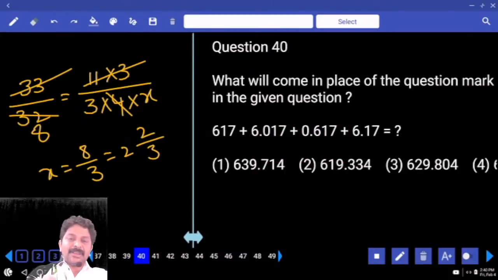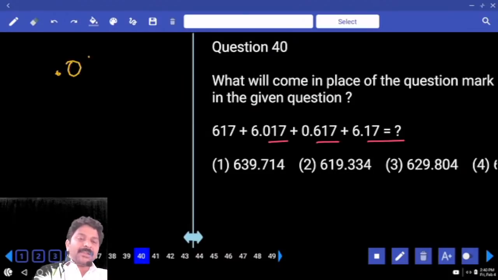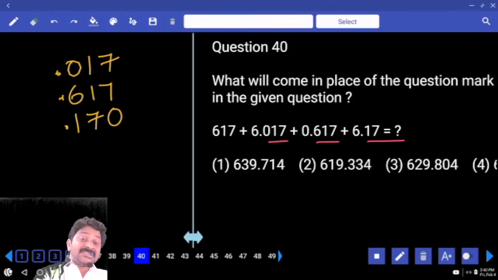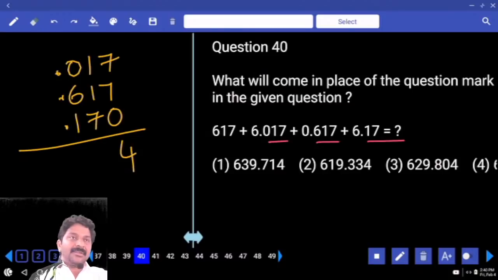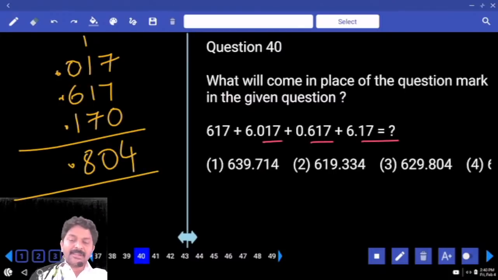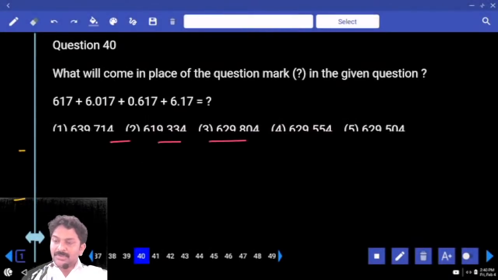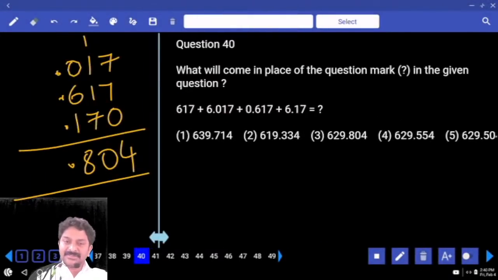Right, number after decimal. How many maximum digits are there after the decimal? Right, so first one is 0.017, 0.617, 0. You should write it in a 3-digit format. Okay? Right, come on. 4, 1 carry, 0 and 8. So the answer must end with 0.804. How many such options are there? So only one, third option, final answer. Correct? Right.